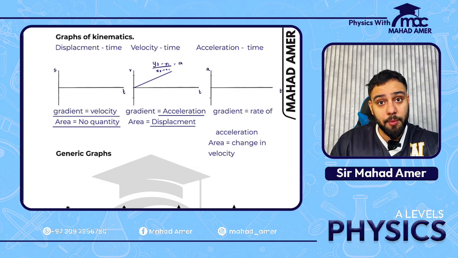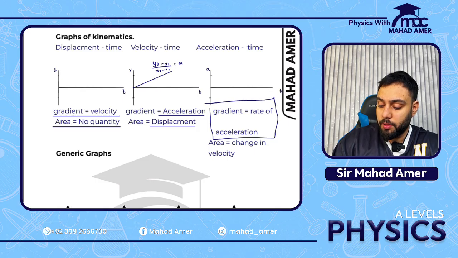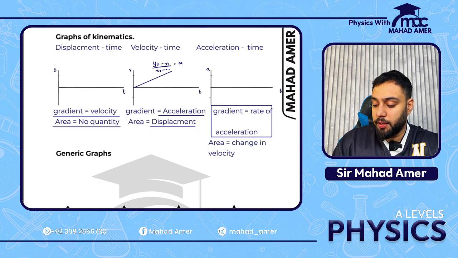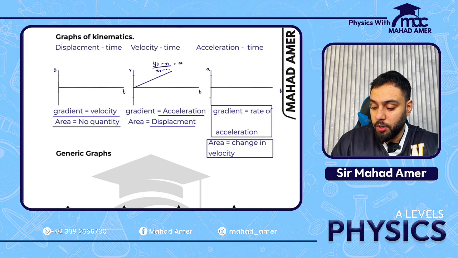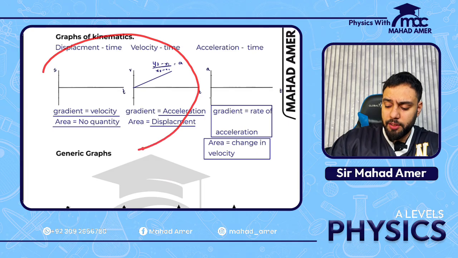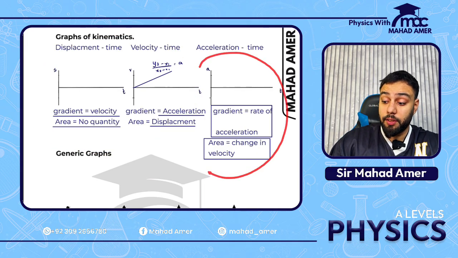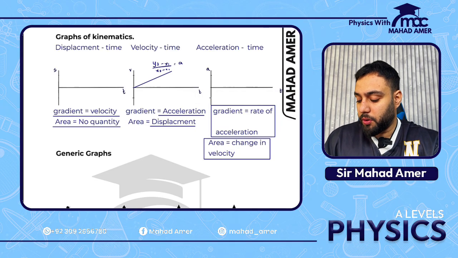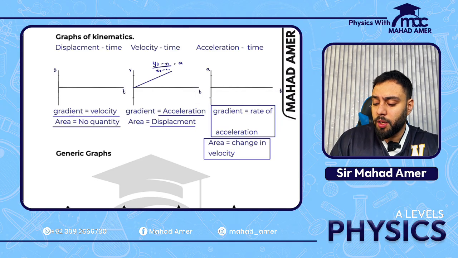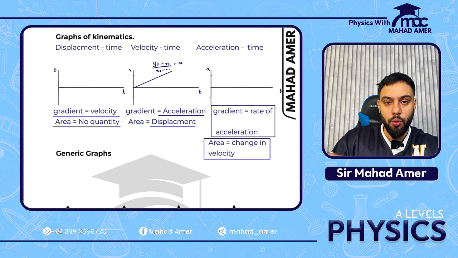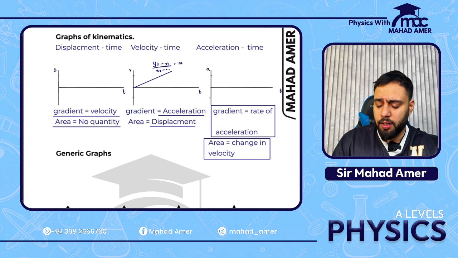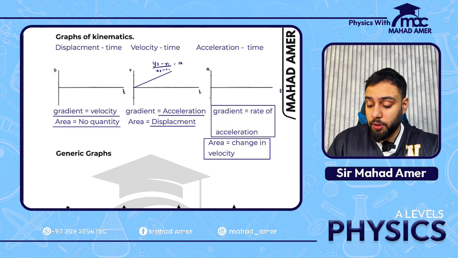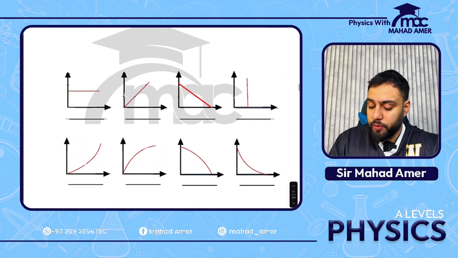Last is the acceleration time graph. The acceleration time graph's gradient gives us rate of change of acceleration, and the area gives us change in velocity. Not very much asked in your examinations, but the primary focus of the examiner is going to be these two graphs. We'll be discussing a lot about these graphs, don't worry, but they are usually asked in MCQs, sometimes in the theory exams as well, but mostly you have to understand how to go from this to that, and there are a lot of cases. We'll come to that.